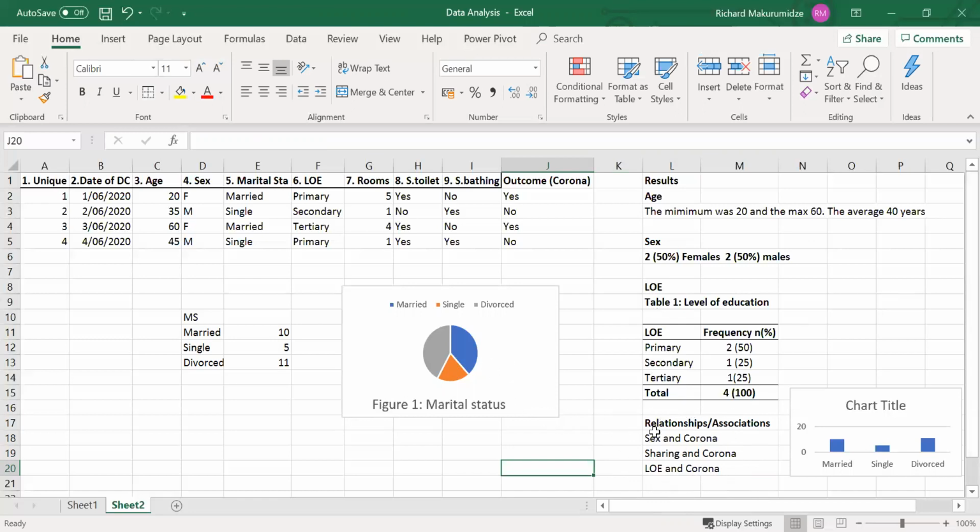How you plan your relationship is with your outcome. What exactly are you looking at? That's how you present your relationships. So I think this is enough to introduce you to data analysis. This is just an introduction, and I think you should be able to really analyze. Most of your data is not complicated. Based on these basics, you should be able to analyze your data.